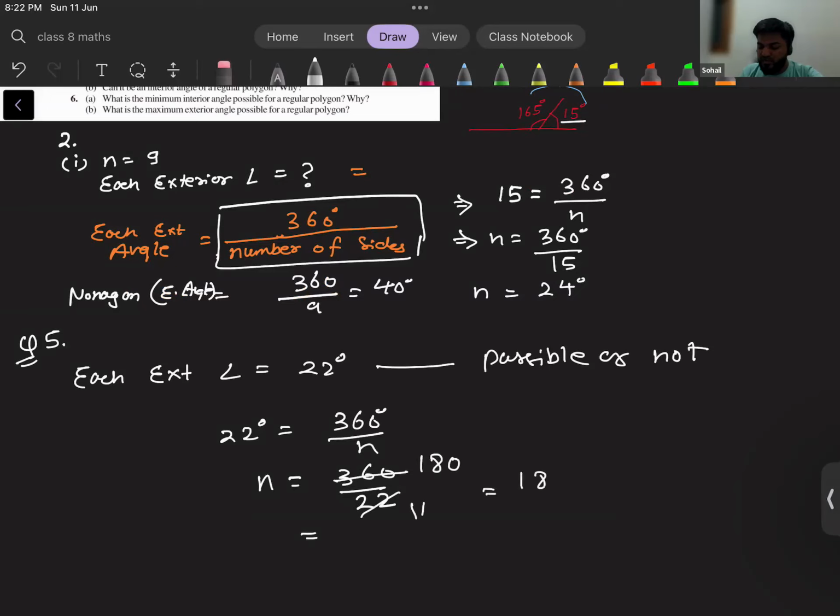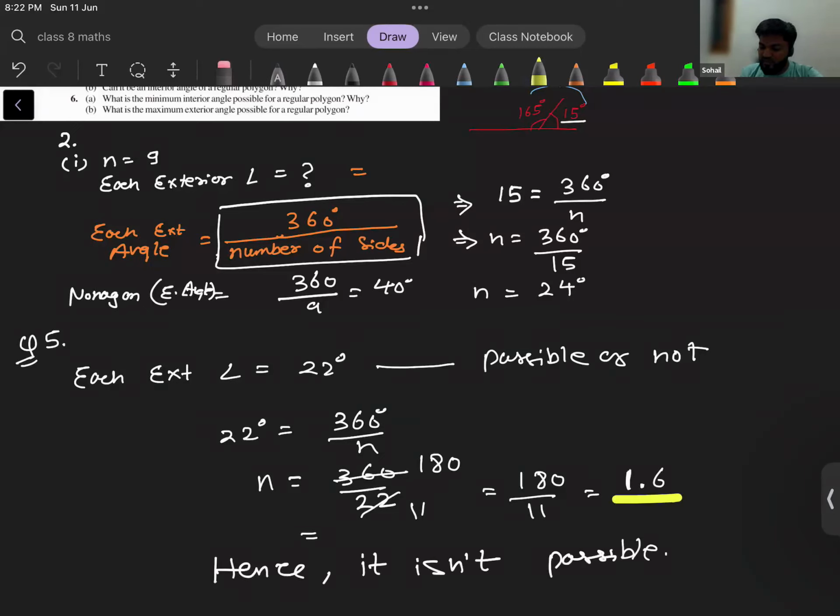Okay, it's 180 upon 11. Obviously, that will be in decimal, right? So it will be 11.6 something. So that is not possible. Hence, the answer is no. Hence, it isn't possible. Got this, Ahmad? Ahmad, you got this one? Yes, sir. Okay, because the value is in decimal.